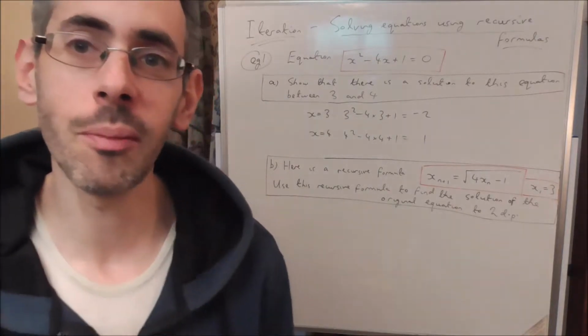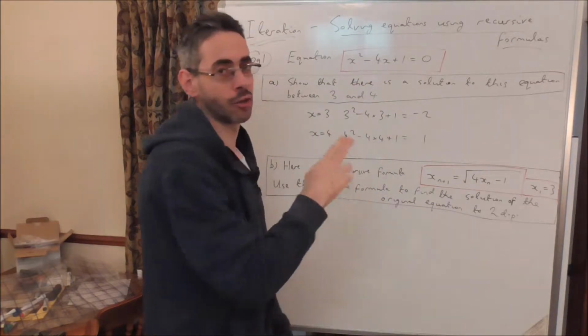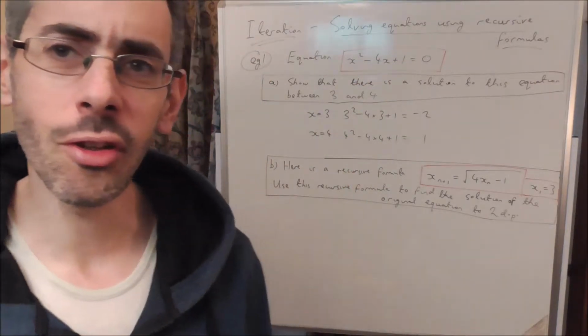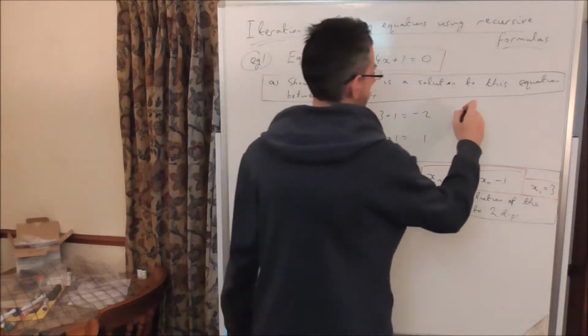So that suggests there is some number between 3 and 4 that, if you were to put it in, you would get an answer of exactly 0. So it does suggest there's a solution between 3 and 4. Just to make that a bit more clear, I'll explain it in another way.